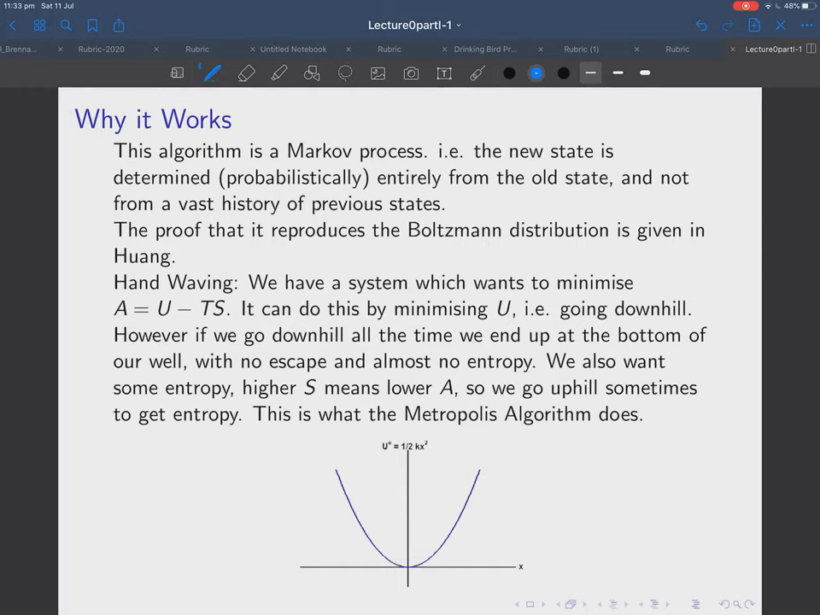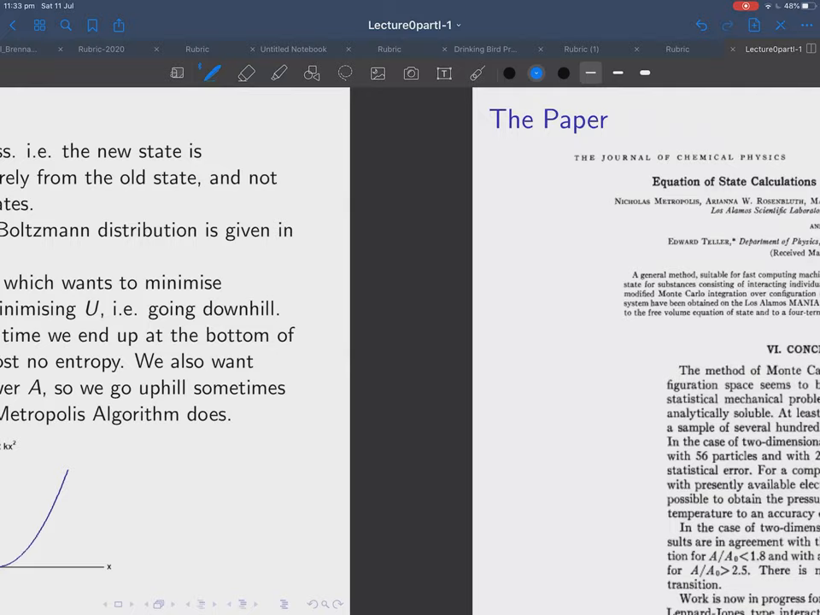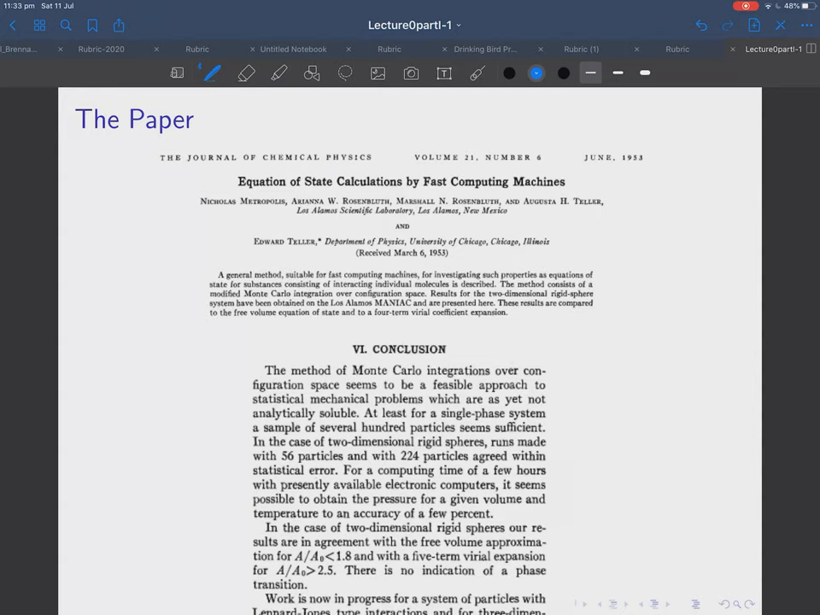Okay, so I've talked about this before, why it works. It works because the system is minimizing its free energy. So the free energy is energy minus temperature times entropy. And basically the two parts of the Monte Carlo process either minimize U or they maximize S, which is effectively minimizing T times S, and that's why it works. It works well. That's the hand-waving way of why it works. That's not proof, it's a hand-waving explanation.